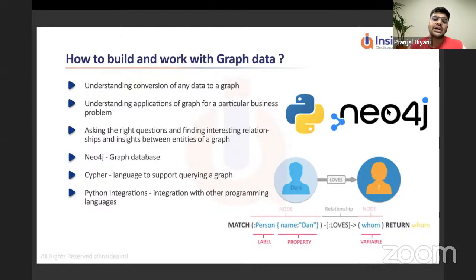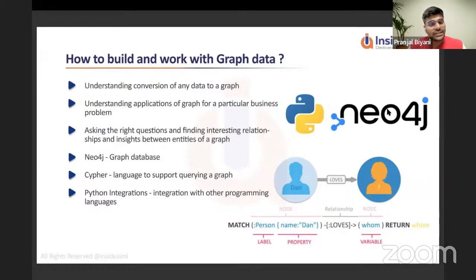But to build and work with graph data, the first important understanding you must have is how do you convert any data to a graph? Because if you do not create the appropriate graph, all the analytics and all the use cases that you will have will not work for you.